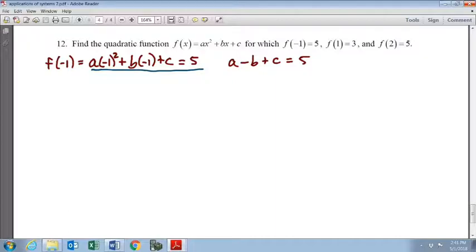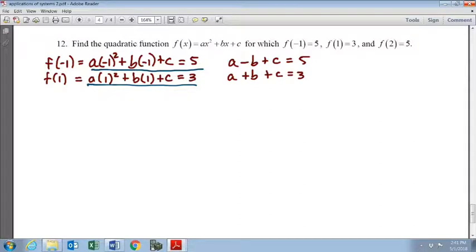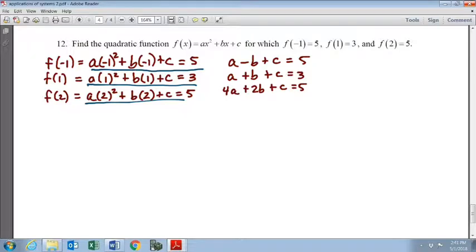Similarly, we can plug in 1. So I'll plug in 1. And again, if you look at the part here, 1 squared is 1, times a is a, and of course b times 1 is b. We're going to get a plus b plus c is equal to 3. And finally, if you plug in 2, when you plug in 2 here, you get 2 squared, which is 4. You're going to get 4a plus 2b plus c is equal to 5. And so there's your system.